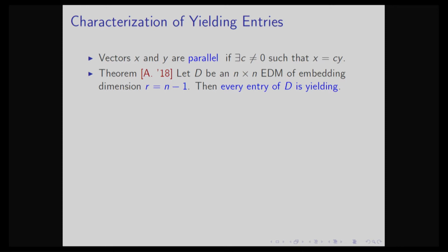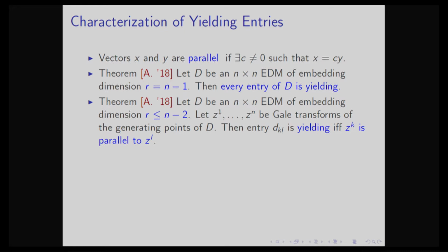If D is an EDM and the embedding dimension is n minus 1, so all the generating points are affinely independent, then every entry is yielding. So you can vary every entry and still be an EDM if the embedding dimension is n minus 1. Otherwise, if the embedding dimension is less than n minus 2, then you can define Gale transforms of these points. Then the entry is yielding if the corresponding Gale transforms are parallel. So this is why it's surprising that Gale transform appears here.